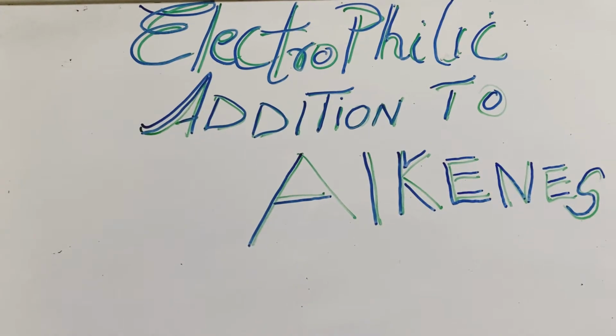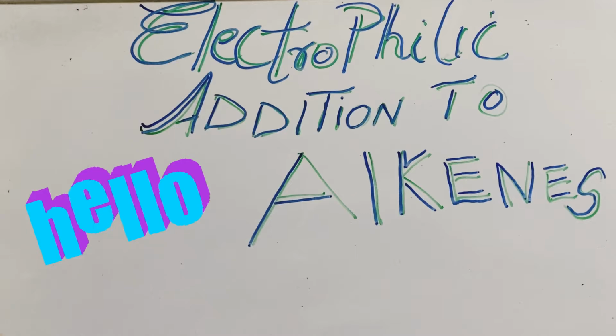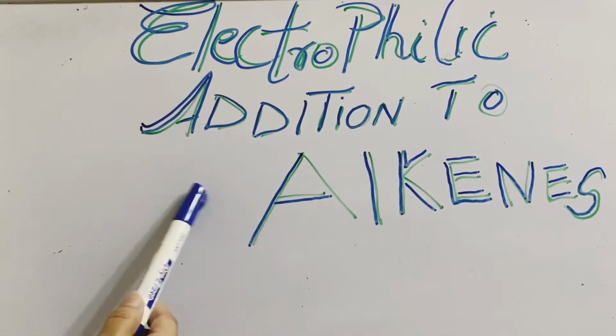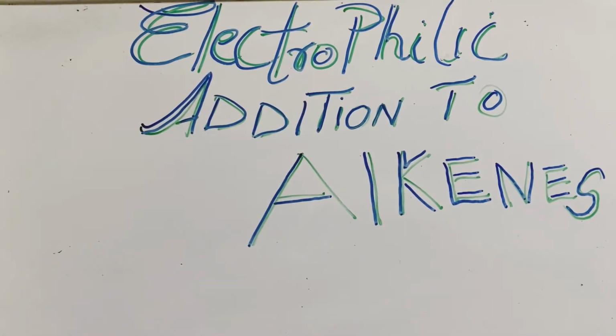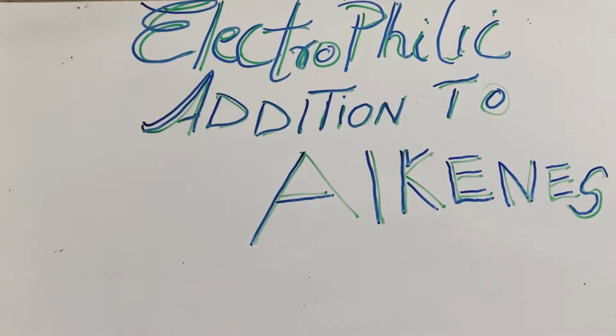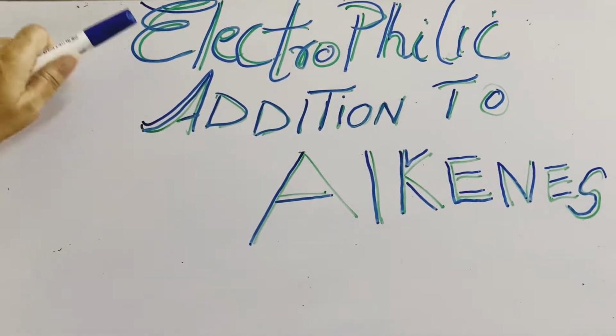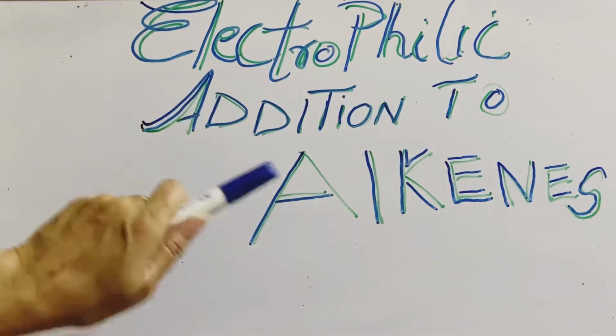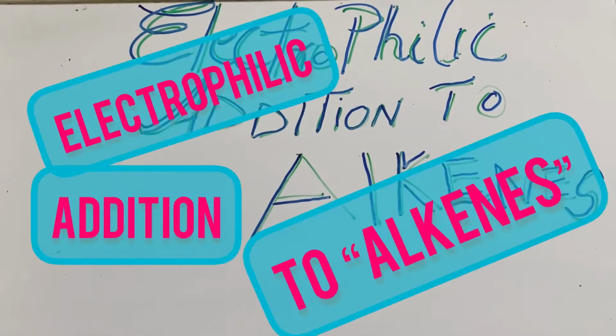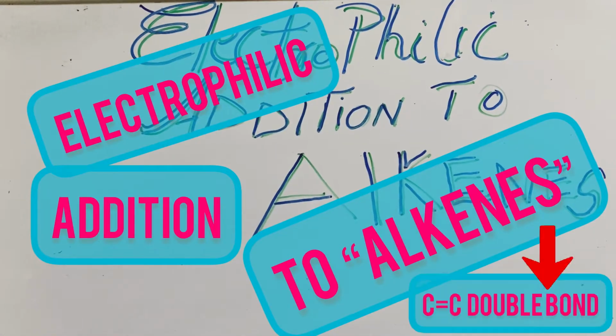with another video. Today I am going to discuss with you the electrophilic addition to alkenes, as you have just seen on the board. In my previous lecture, I explained briefly the addition, elimination and substitution reactions. So today let's discuss this very interesting topic called electrophilic addition to alkenes, that is carbon-carbon double bonds.